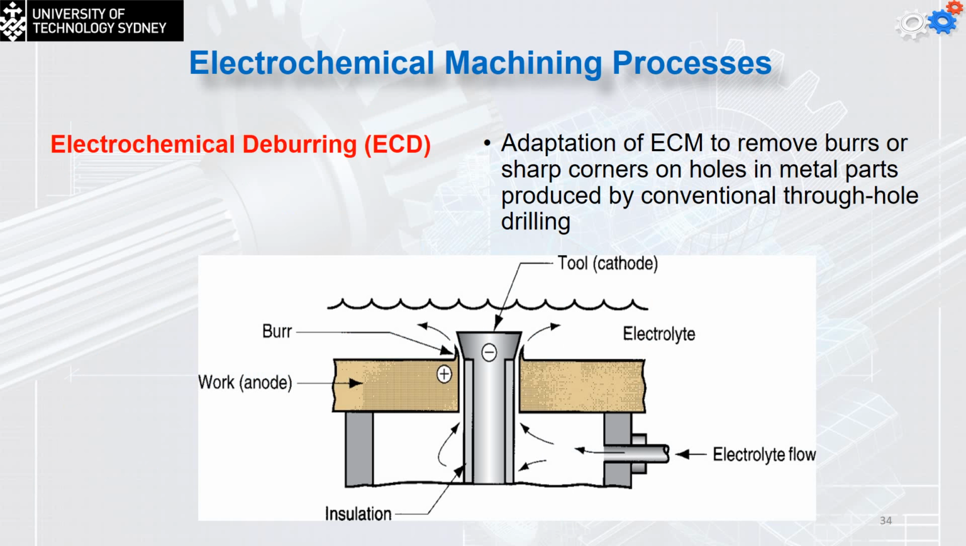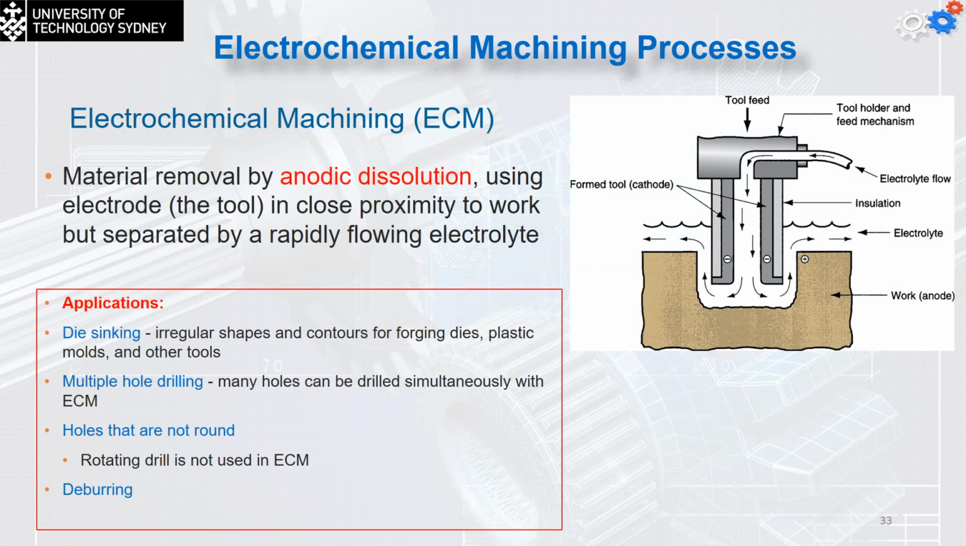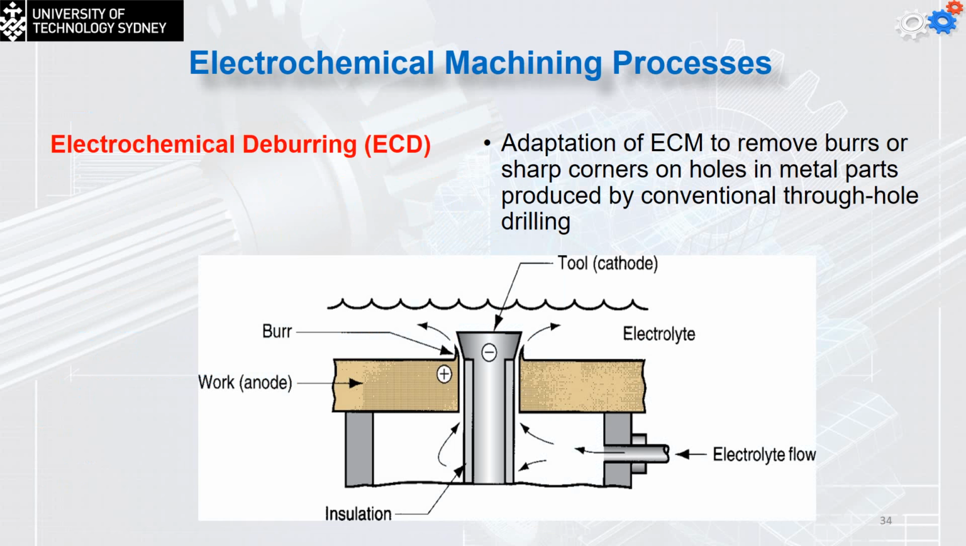The electrochemical deburring process, the ECD, is an adaptation of the ECM process as we had earlier, to remove the burrs or the sharp corners of the part. Now once again, for this one, something like the ultrasound, the part should be immersed in the solution. Okay, and for this one it is the same thing. So it is an adaptation of the ECM to remove the burrs or the sharp corners of the holes in metal parts produced by the conventional through-hole drilling process. So my aim is to cut at this area, not like the ECM to cut the whole thing.